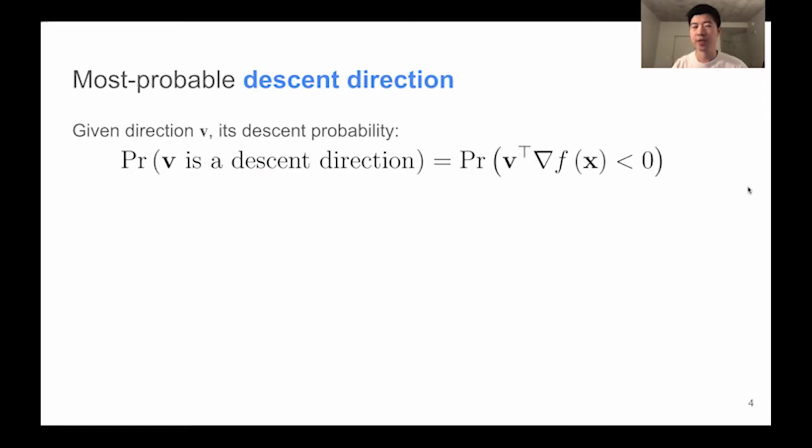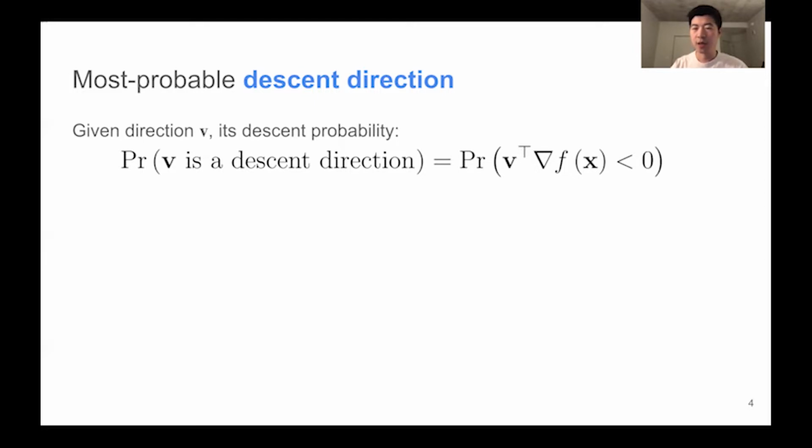We propose using the most probable descent direction. Formally, given any direction v, we define the descent probability as the probability that v is a descent direction, which essentially is the probability that the directional derivative is negative.